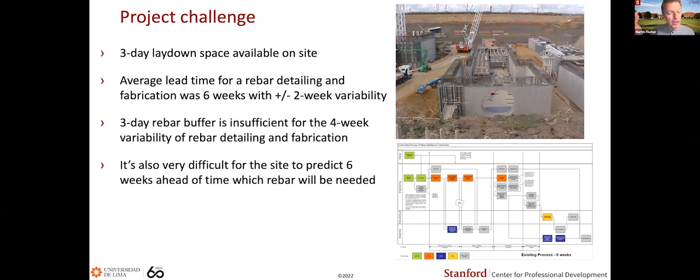And it was also very difficult for the site to predict 6 weeks ahead which rebar they needed exactly. So that meant they had to make all kinds of just-in-case rebar for which they didn't have a place to put.